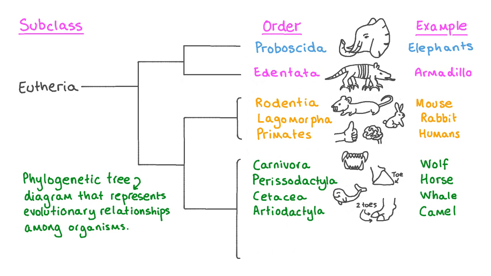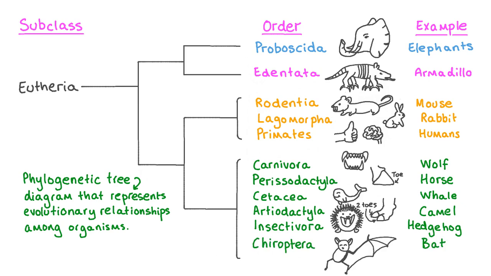Herbivorous species like camels, which have even-numbered toes, belong to the order Artiodactyla. Organisms that feed on insects, like hedgehogs, are grouped into the order Insectivora, and their front teeth extend like pincers to help them catch their insect prey. The final order in subclass Eutheria are Chiropterans, like bats. They are distinguished by stretches of skin between their finger bones that allow them to fly. They are mostly nocturnal and can be carnivorous or herbivorous depending on the species.